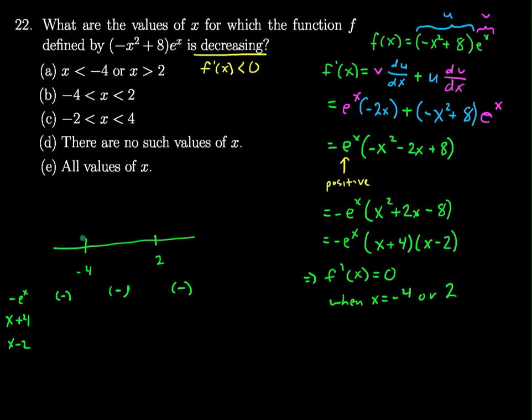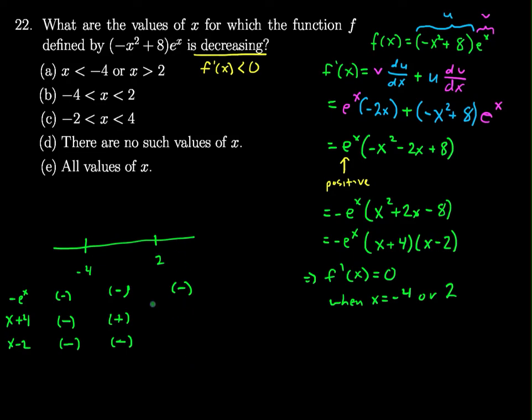X plus 4, if we're left of negative 4, negative 5 is one example, negative 5 plus 4 is negative 1, it'll be negative over here. Negative 5 minus 2 will be negative 7, that will be negative here as well. Now between the negative 4 and the 2, this is going to change signs. If you're not sure, you can test a value in here. Let's put in 0. 0 plus 4 is positive 4. However, this has not changed signs yet. 0 minus 2 is still negative 2.